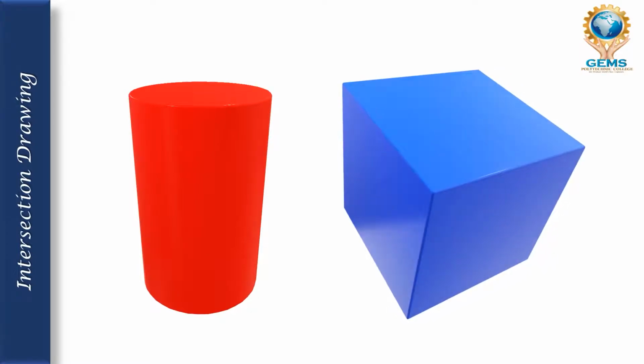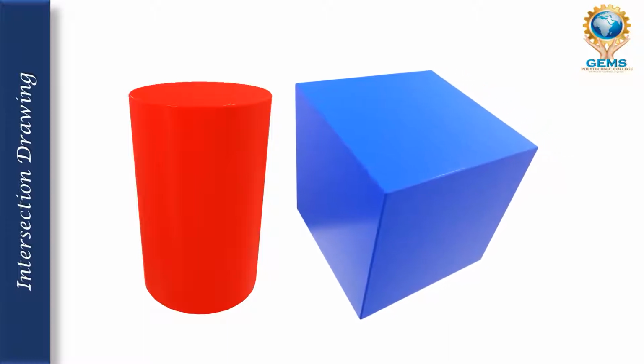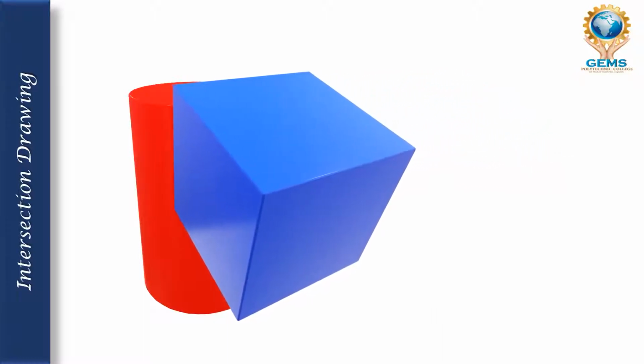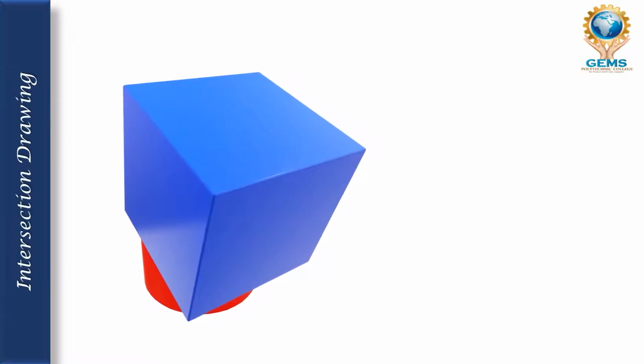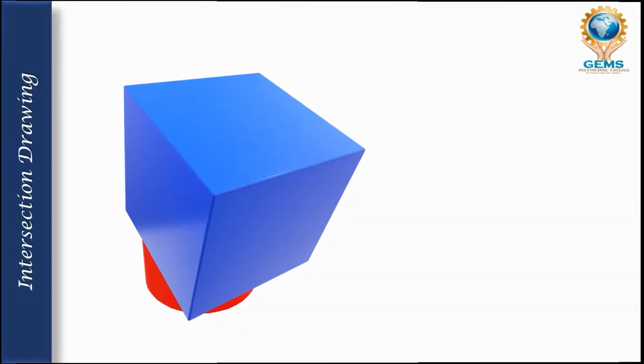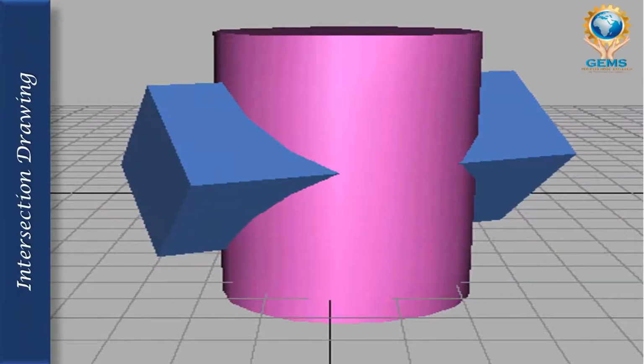If it intersects, slowly it will go inside the cylinder. If it goes inside the cylinder, how could it look? We are going to see that only. So look at this diagram. If it is intersecting, the object will look like this. This is how the intersection of solids will look.